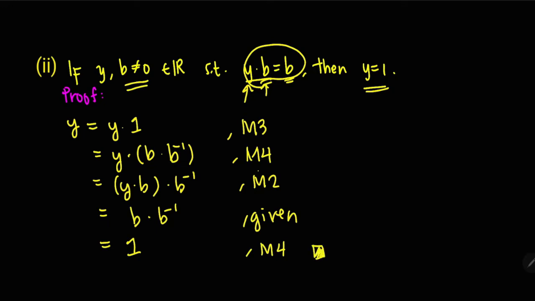So, we were able to show that y is indeed equal to 1. So, that means whenever you have the product y times b equals b, then there can only be one value for y, and that is y equals 1. Meaning, 1 is unique.